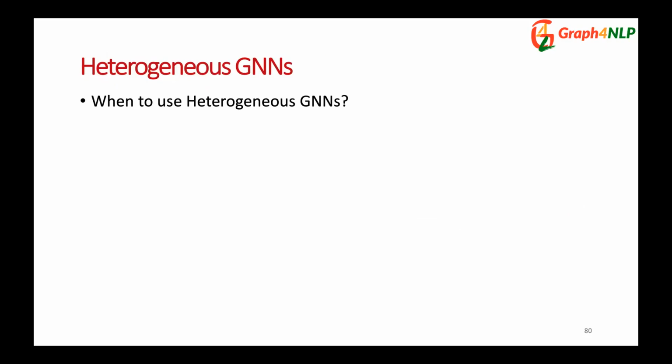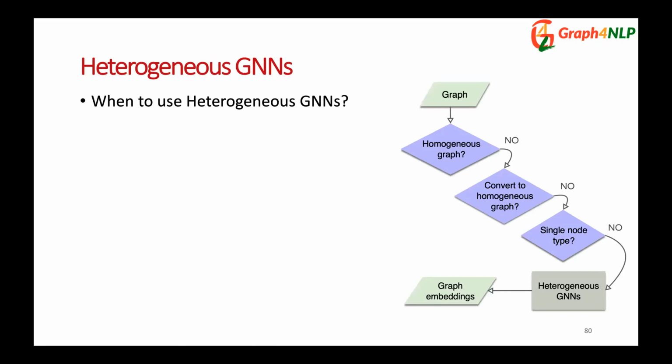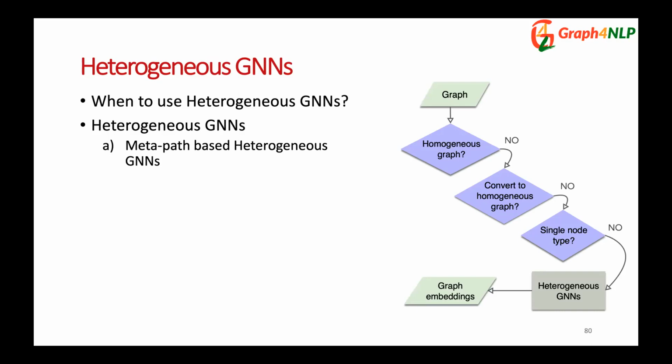So next, let's talk about heterogeneous GNNs. So when to use heterogeneous GNNs? If given a graph that is not a homogeneous graph, and we don't want to convert it to a homogeneous graph, and it contains more than one node type, then based on the definition, this belongs to a heterogeneous graph. Then we can apply heterogeneous GNNs to learn the representations. In this tutorial, we will introduce one particular type of heterogeneous GNNs, which we call metapath-based heterogeneous GNNs.